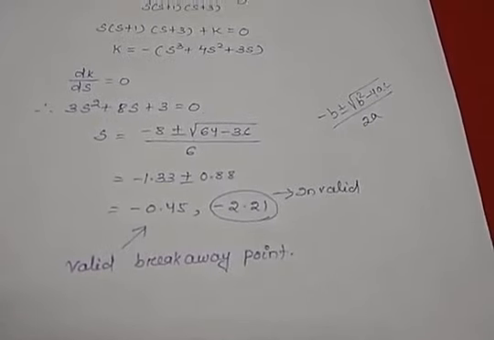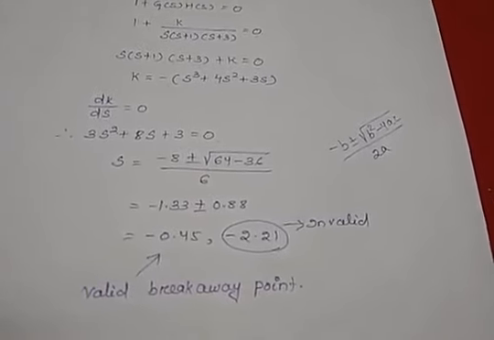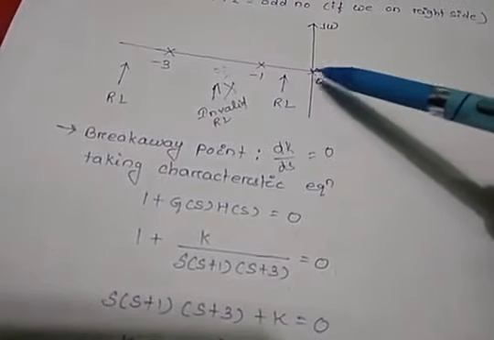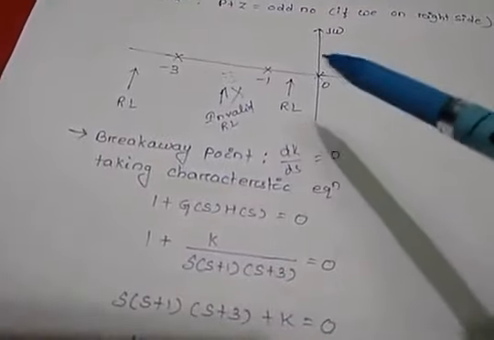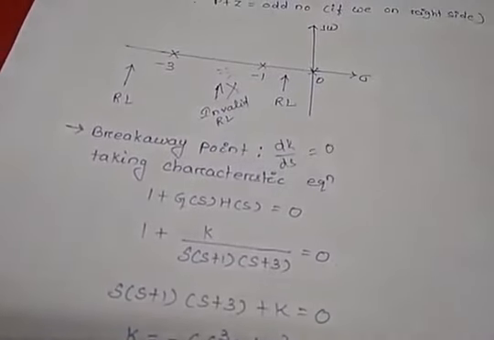Now we have 2 breakaway points, but we have to find out which one is valid. As we have seen here, the valid root locus will be 0 to -1 and -3 to infinity. If we get the breakaway point in this area, then it will be a valid breakaway point, otherwise it will not be a valid breakaway point.